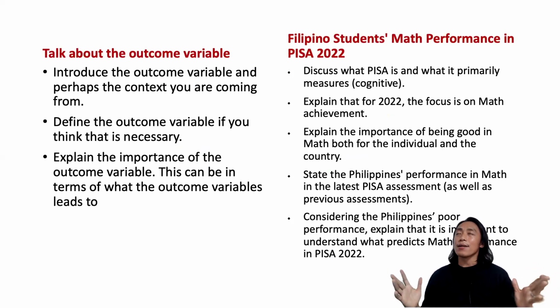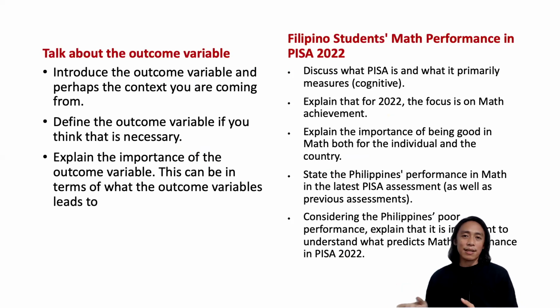So in here, we have two columns. On your left is the generic outline, and then on your right is the outline that I've written specifically for the paper that I plan to write. So first, you introduce the outcome variable and also perhaps the context you are coming from.